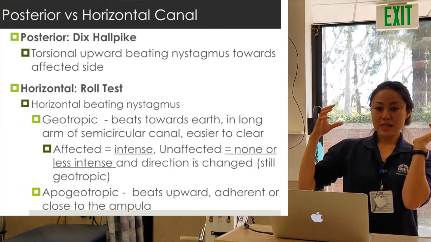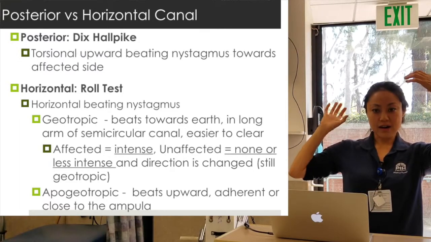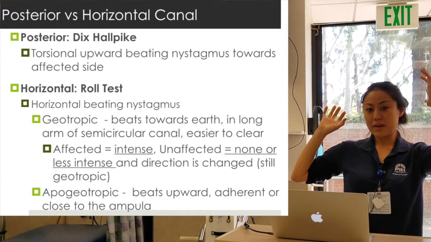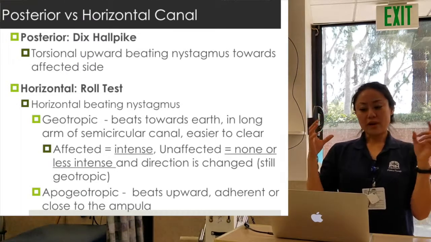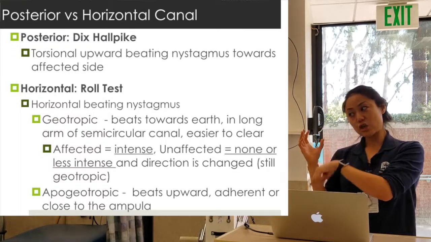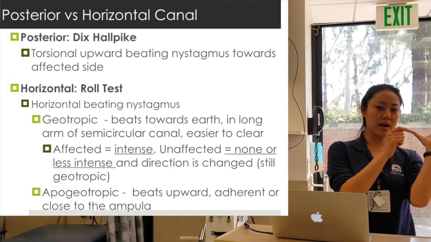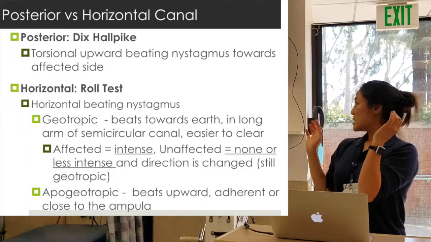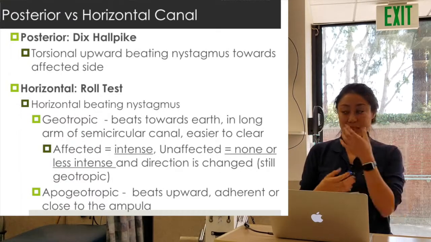So horizontal is tricky because you're testing both at the same time, whereas posterior, it's like you're doing posterior anterior, you're not exciting both posteriors at the same time. So you're not getting that confusion. So ideally you're looking for a very intense geotropic nystagmus towards the ground beating on the positive side and either none or a less intense one on the unaffected side. So it can be kind of tricky because sometimes you can't really tell which one is more intense, which one's less intense.